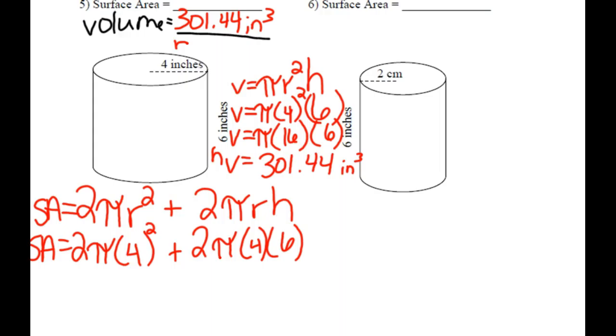And sometimes you're not going to be given a picture, but you'll be told that the radius is this, the height is this, or the diameter is this, and then you have to find the radius. So now we're going to go ahead and simplify the 2 parts of this formula.